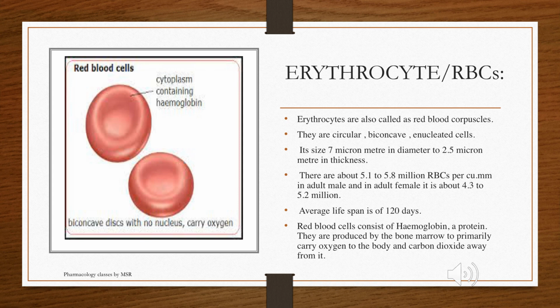When coming to the lifespan, how many days can an RBC survive? The lifespan of RBC is 120 days. It consists of a protein called hemoglobin. Heme indicates the iron, and globin is the protein part. They are produced by the bone marrow. The role of hemoglobin is to carry oxygen to the various body cells, and carbon dioxide is removed from the body cells. So it is giving oxygen and removing carbon dioxide from various cells of our body.